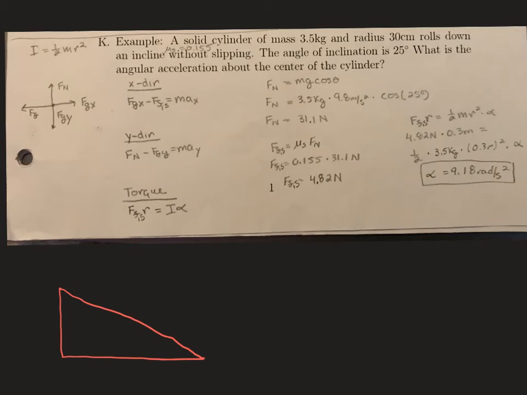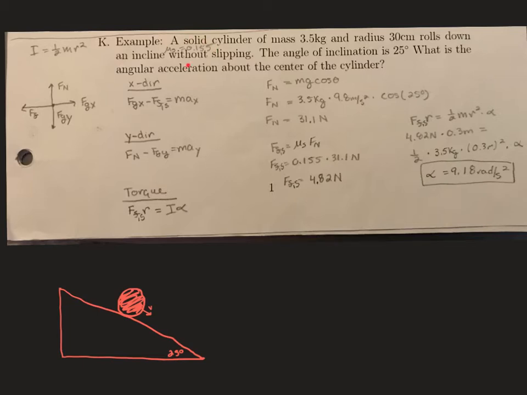Alright, so in this problem we have a solid cylinder that has a mass of 3.5 kilograms and a radius of 30 centimeters, and it's rolling down an incline. So we have a solid cylinder, so fill it in, and it's rolling down an incline. So we have to remember our velocity is in this direction. And this incline has an angle of inclination of 25 degrees, and we want to know what the angular acceleration is about the center of the cylinder.